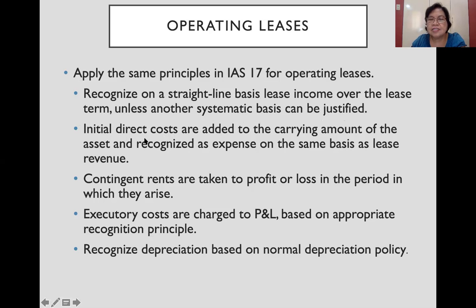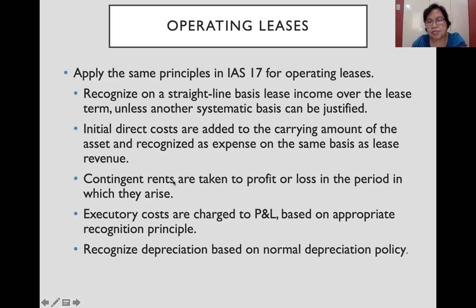And then such initial direct costs, because they are capitalized, will have to be subjected to depreciation. Therefore, there are two costs to be depreciated: the initial measurement basis of the lease asset plus the initial direct cost. Of course, the initial measurement basis or the carrying value of the leased asset will have to be depreciated over the useful life of the asset, whereas the initial direct cost is to be depreciated only over the lease term.